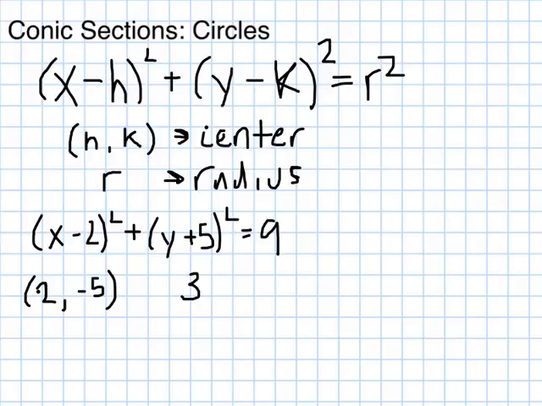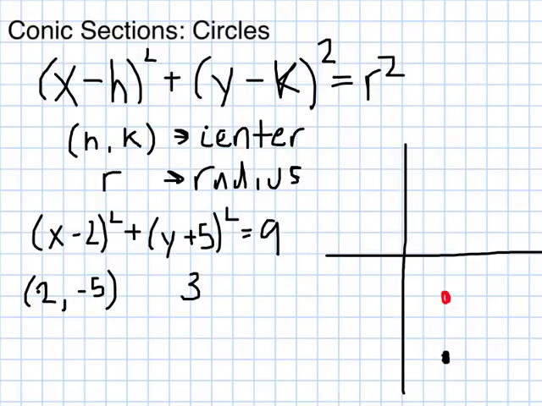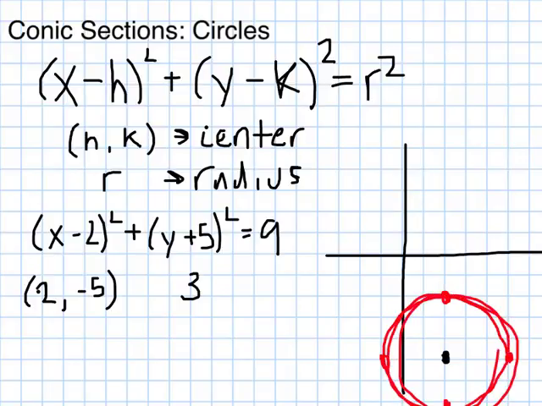So let's see how we would graph that. So we have our graph there. And the center would be at 2, negative 5, 1, 2, 3, 4, 5. And then, from that point, you just go out 3. So in every direction, up 3, right 3, left 3, and then down 3. We'll just put it right there. And then you can just sketch your circle based off of your radius and your center.